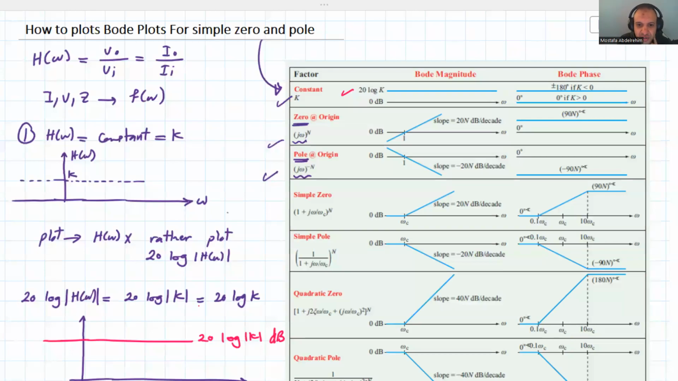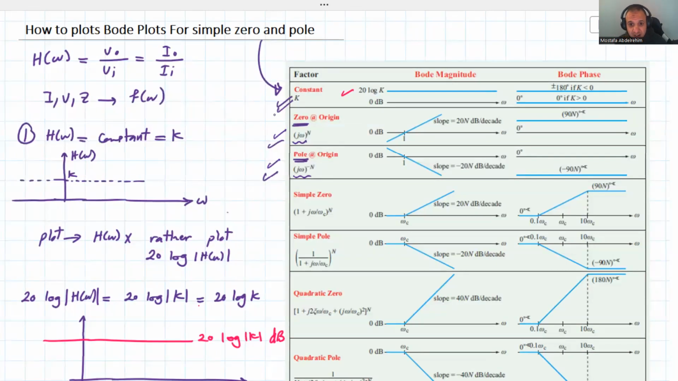Hello guys, in this video I'm gonna continue the discussion about Bode plots. Last time we introduced what is meant by Bode plots, and we took some examples, like how to draw a Bode plot for a constant, or a simple zero like this one, or a pole like this one. Okay, and also introduced what zero means, what pole means. So you can basically review that video if you like.